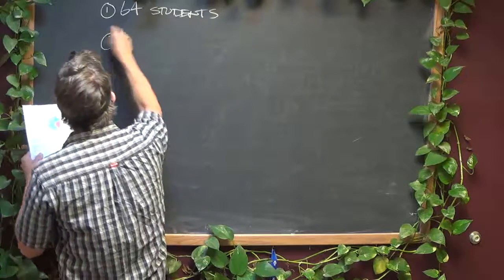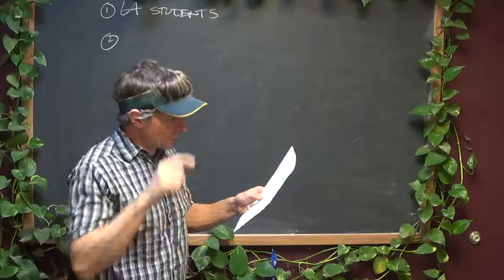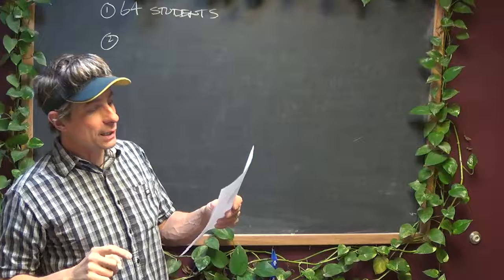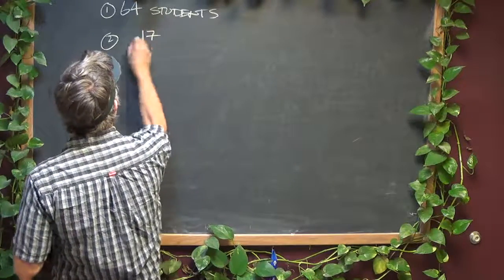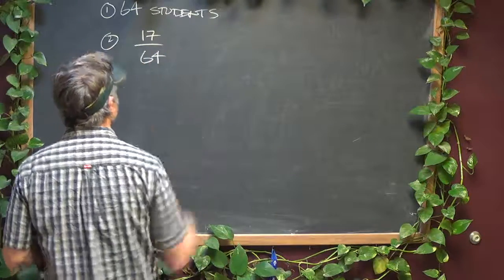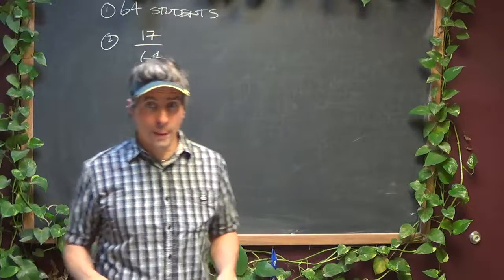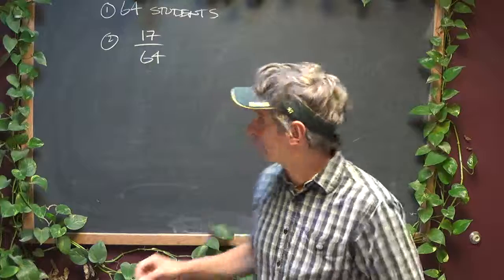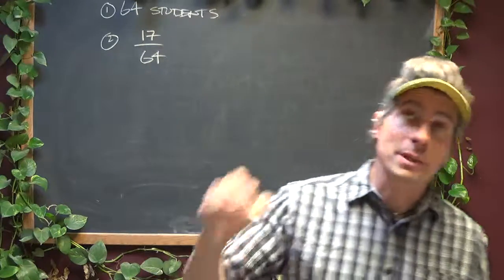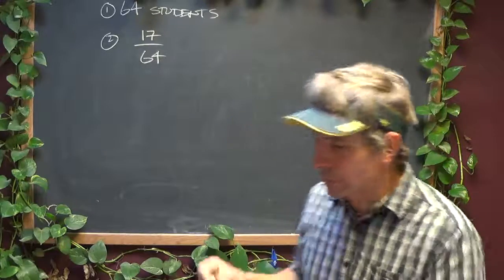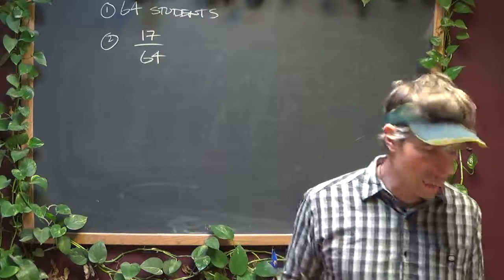Okay, two, I asked, what percent of those students turned in exams in the wrong format? So we know that 17 out of 64 of them turned them in the wrong format. Now in class, what we've been doing is setting this equal to the percentage over 100. But what we're going to do here is just show you an easier shortcut.